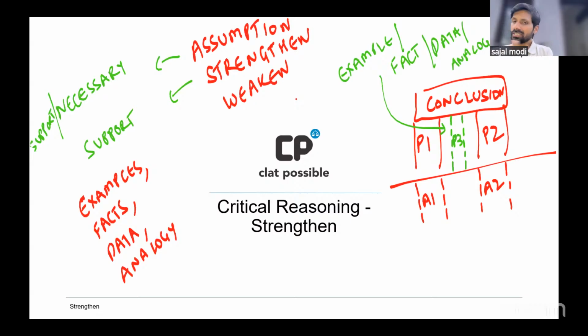In strengthen questions, things are simpler. We are just looking for an option that provides support to the author's conclusion, right? Now, how do we go about attempting these questions?